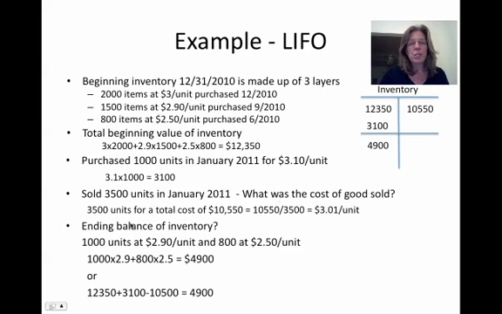And then the next question is, what is the ending balance in inventory? There are 2 ways to calculate that. One is to look at the unit balances. If you remember, we took 500 of this item at $2.90, so there's going to be 1,000 left there. In addition, we never drew down this layer, so we're still going to have 800 at $2.50. So 1,000 at $2.90 plus 800 at $2.50 is $4,900. That's also equal to $12,350 plus the $3,100 purchase minus the cost of goods sold of $10,550, and that's $4,900.